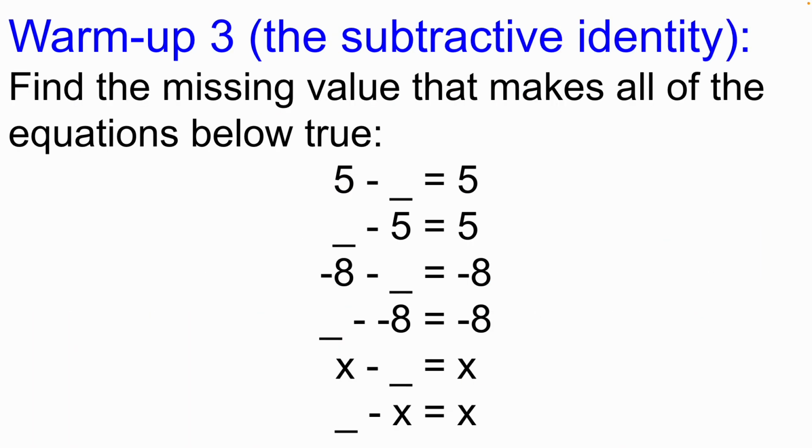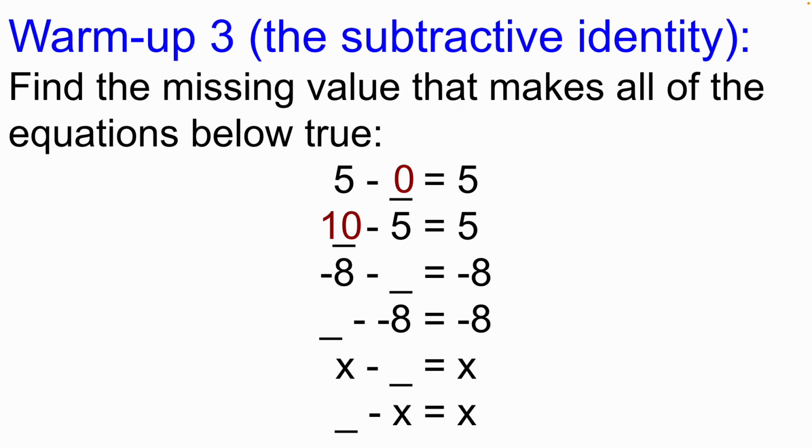Okay, so now let's see if we can find the subtractive identity. So take a minute and pause this video and see if you can find what number goes in each one of these blanks. Okay, hopefully that's enough time. So what you should have seen is that 5 minus 0 equals 5. However, for the second blank, 0 doesn't work because 0 minus 5 doesn't equal 5. It equals negative 5. Your second blank will actually be 10. 10 minus 5 equals 5.